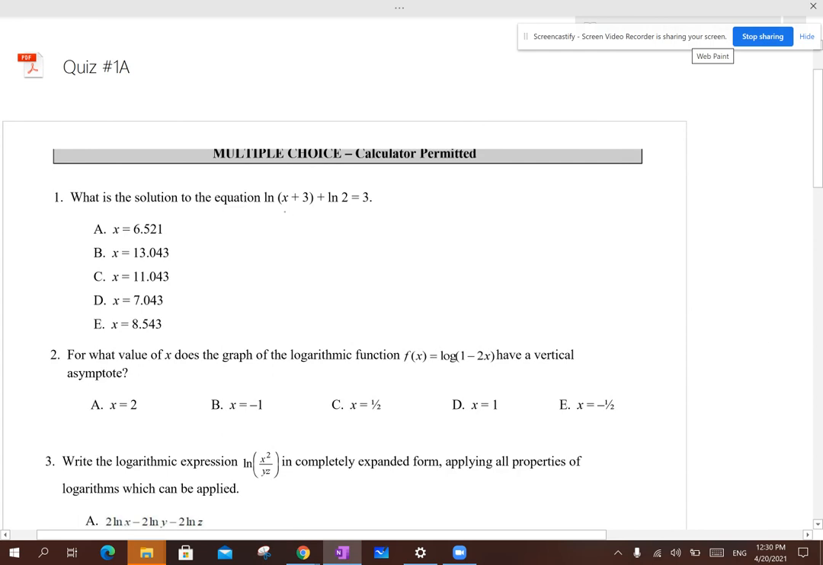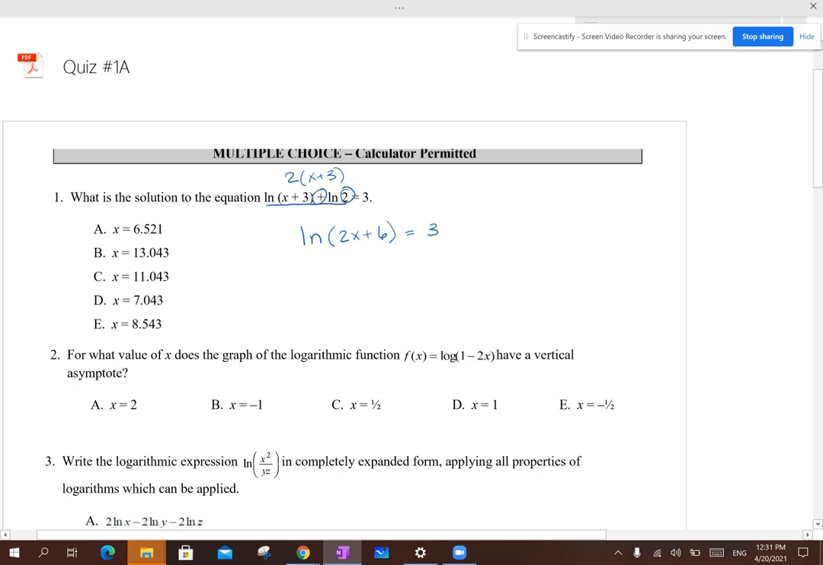Whenever you have a problem that involves multiple logarithms with the same base, condense it to 1. So I am going to rewrite this as ln, and then remember when it's addition, you're supposed to multiply those arguments. So it's 2 times x plus 3. So that's going to give me 2x plus 6 is equal to 3.